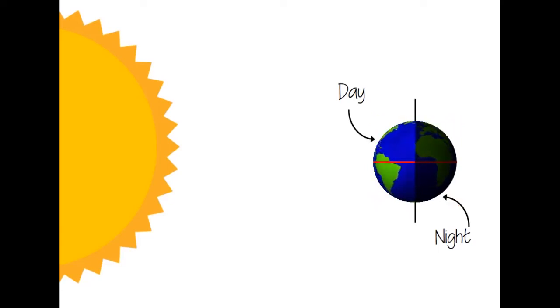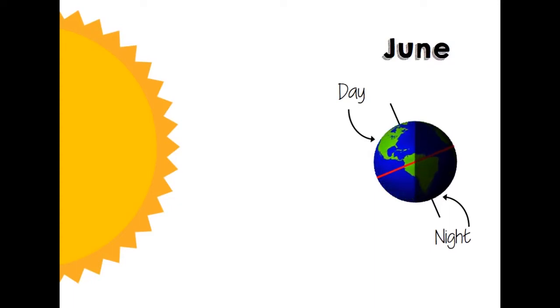But the Earth is not straight up and down. It is tilted at an angle of 23.3 degrees. Because of this, the northern hemisphere is pointed towards the sun at this time of year. In this picture, it's June.